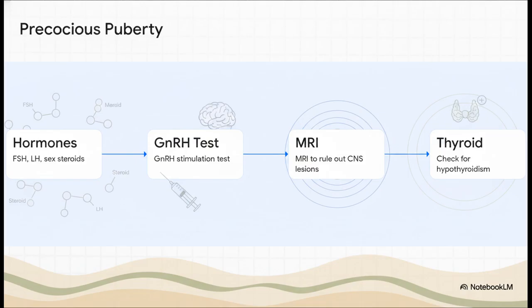Okay, so you've confirmed central precocious puberty. Before you even think about starting a GnRH agonist therapy like Leuprolide, there is a mandatory 4-step workup. You literally cannot skip these. Step 1, check FSH, LH, and sex steroids. Step 2, do the GnRH stimulation test. Step 3, get a CNS MRI. Why? Because you have to rule out any space-occupying intracranial lesions that might be driving this early puberty. And step 4, check thyroid function to rule out hypothyroidism. You've got to clear all 4 steps.